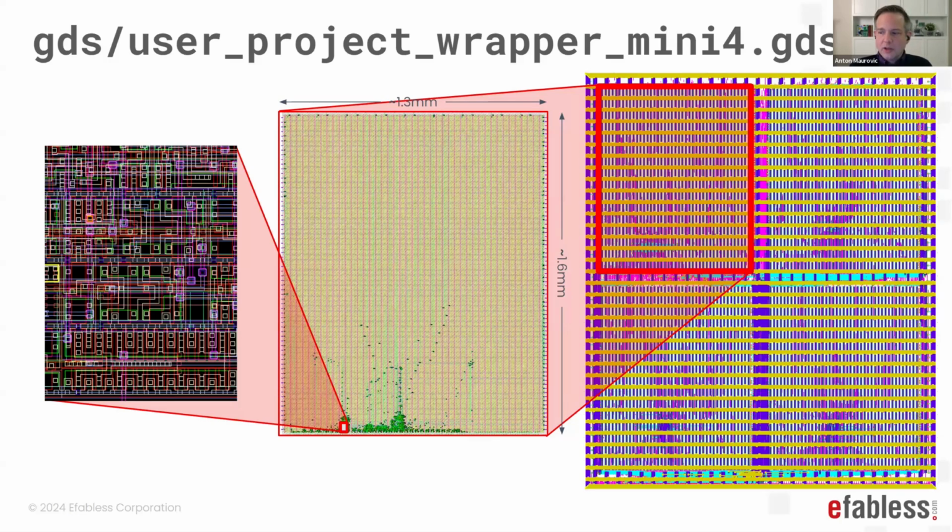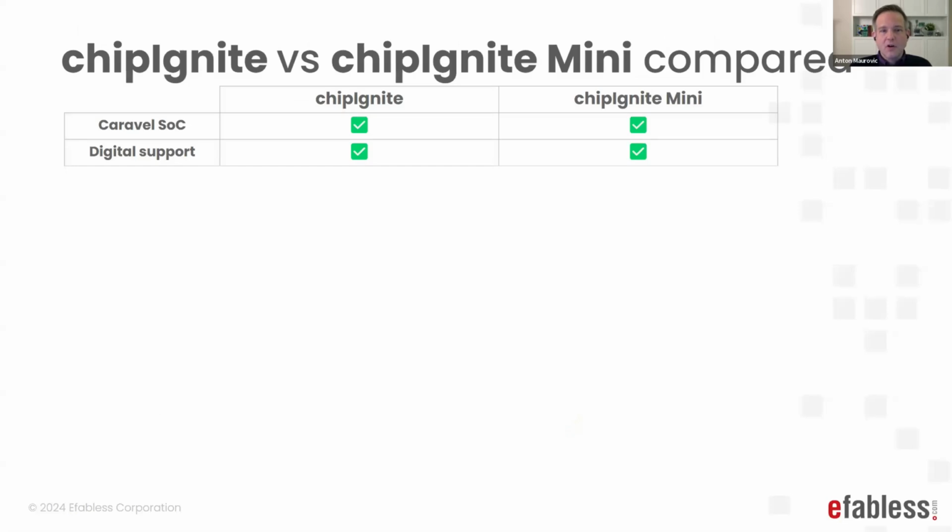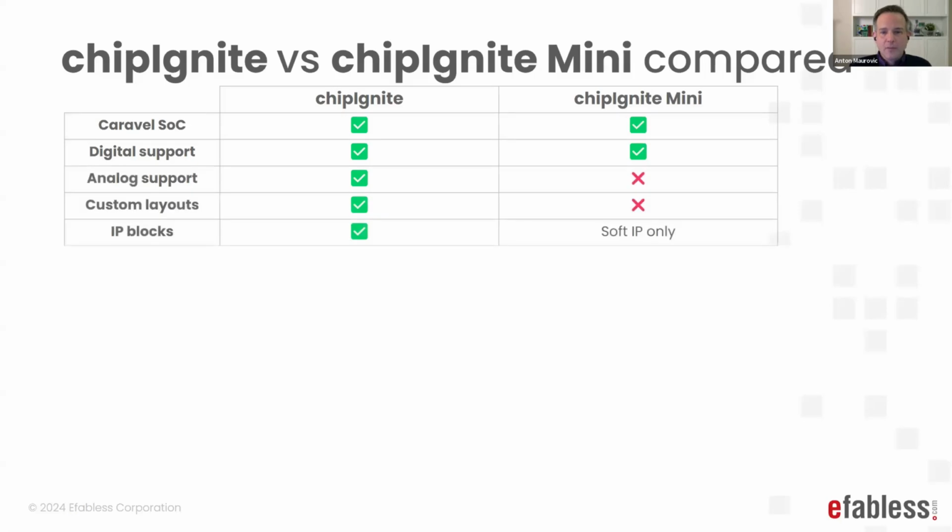So to just take a quick look at the comparison of chipIgnite with the chipIgnite Mini offering, both have the full Caravel SoC and both have full digital support through OpenLane. The analog and custom layout support is currently not provided for chipIgnite Mini, which as a result means that use of IP blocks is limited to soft IPs, which basically means they are implemented as Verilog code rather than pre-created layouts. There are actually ways around this if you want to use macros, for those familiar with macros. So again, reach out to us if you would like any help.